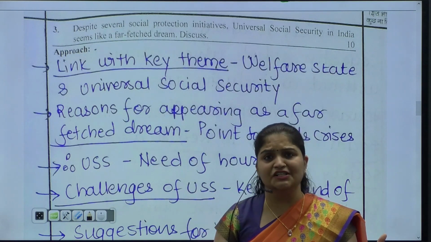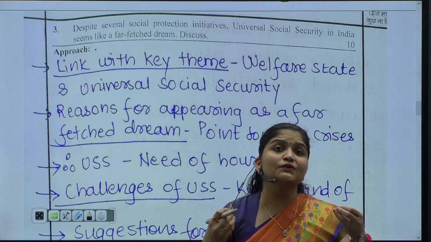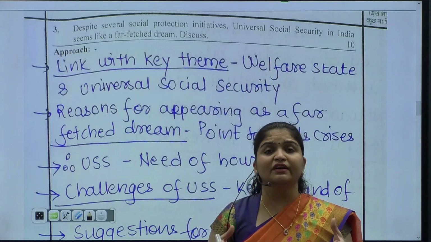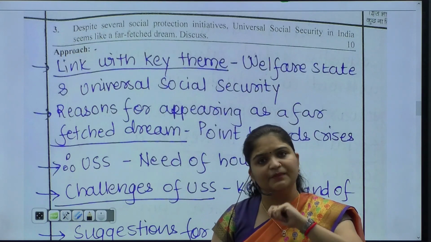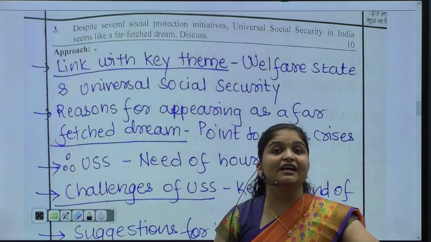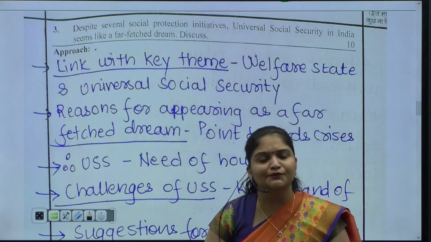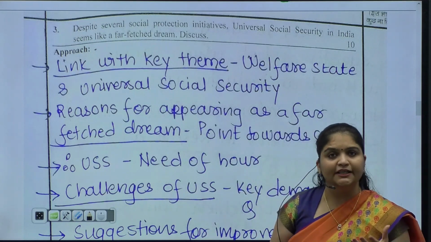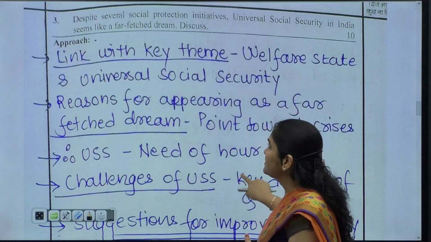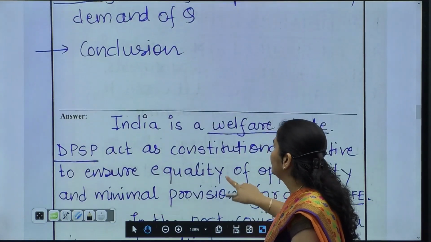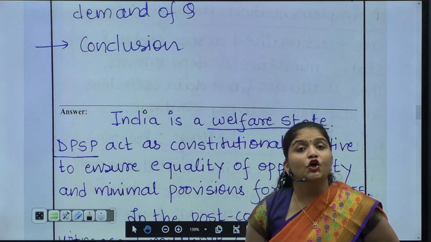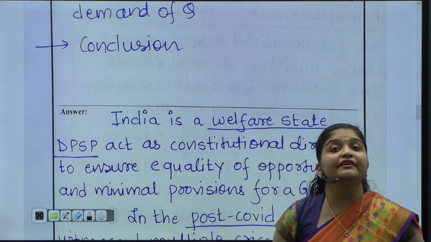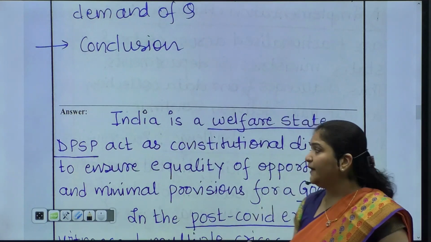And no specialization is needed for this, just think about where the component of social security comes from. So from the Constitution, from DPSP, and welfare state from where? Welfare state also from, because India is a welfare state. So you should have started this question first with, we are a welfare state and how DPSP act as the constitutional directive in this regard, okay?